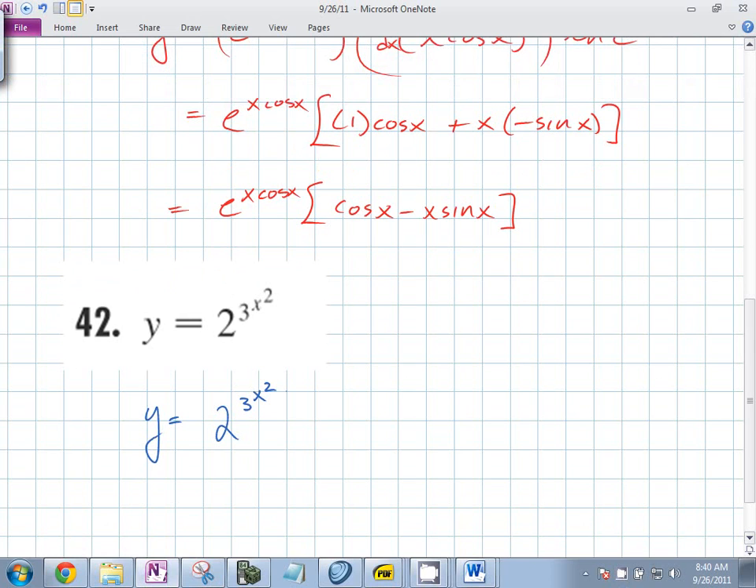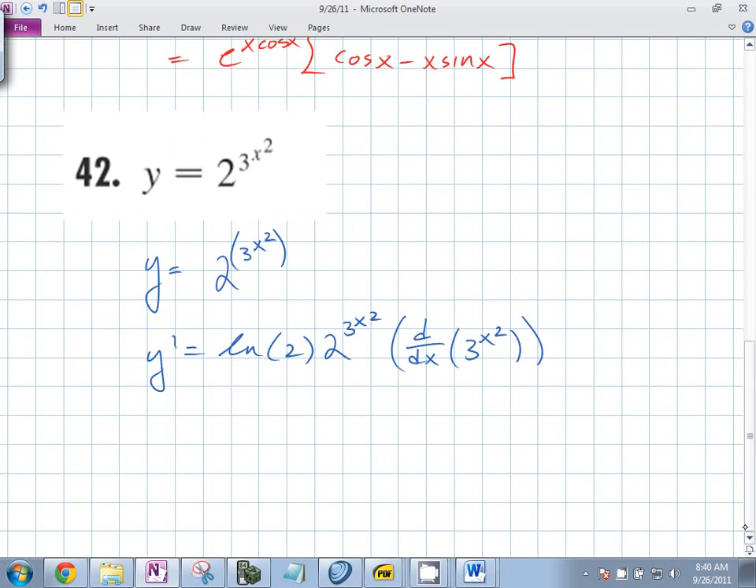Well, it's 2 to the 3 to the x squared, right? You have to be very careful about this. So this is 2 to that power, right? So y prime is going to be ln 2 times what? 2 to the what power? 3 to the x squared, times ln 3, d dx of what? 3 to the x squared. Yes. There's the first iteration of it.